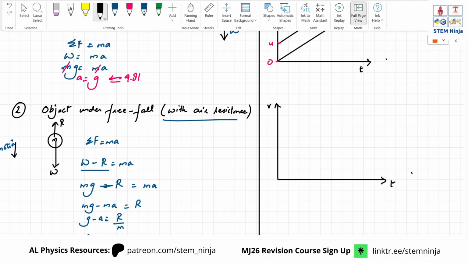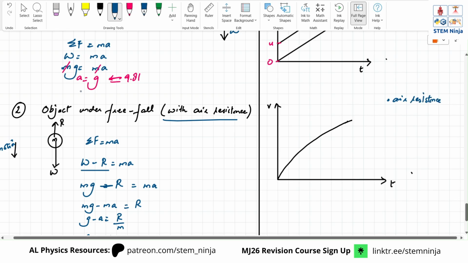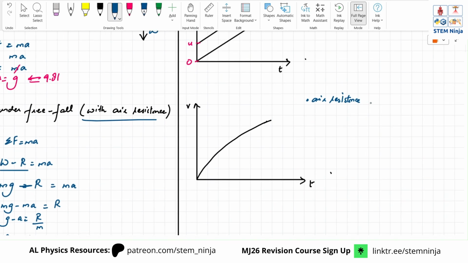So it will go like this. It will continue decreasing. Why? There is a reason for that. So air resistance increases with speed.